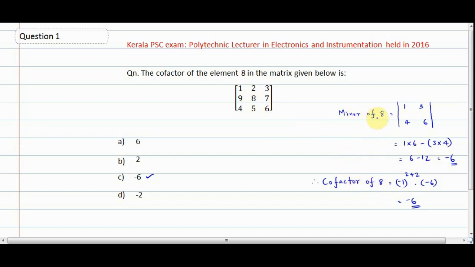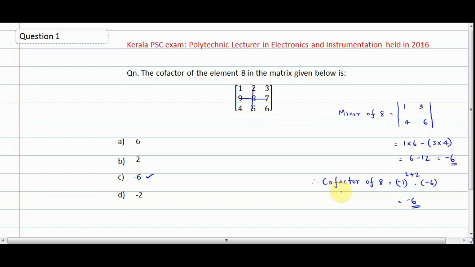So the minor of 8 is obtained by omitting the row and column containing 8. If you omit the row and column containing 8, we will have left out elements 1, 3, 4 and 6. So find the determinant of the matrix containing those 4 elements. We will get it as minus 6.